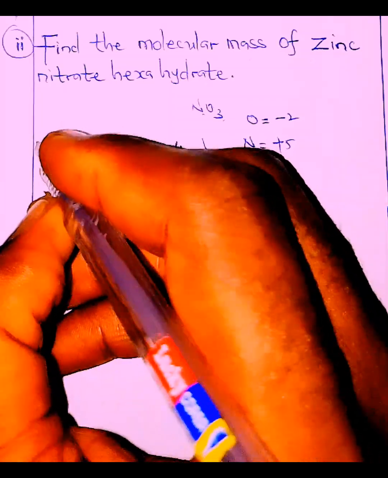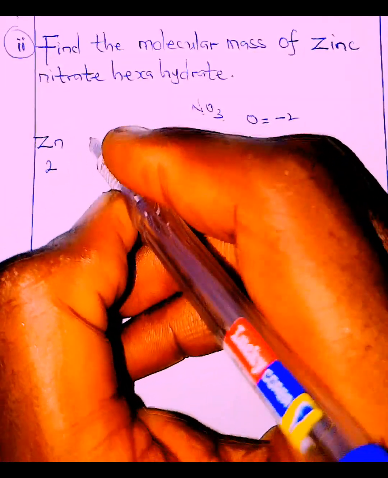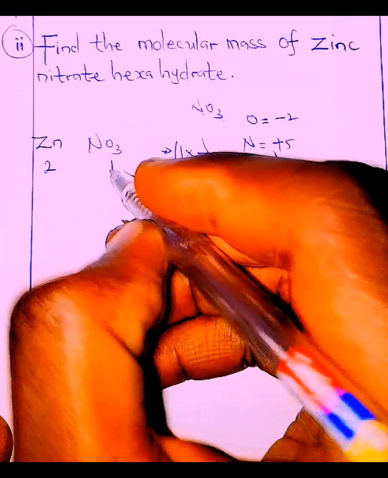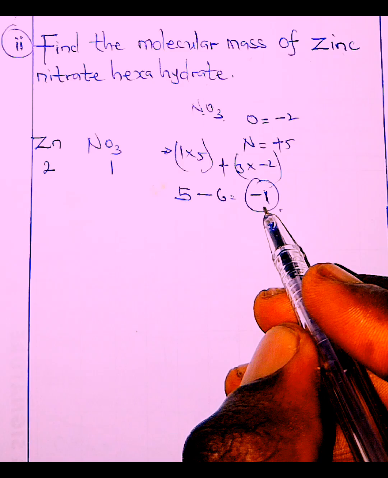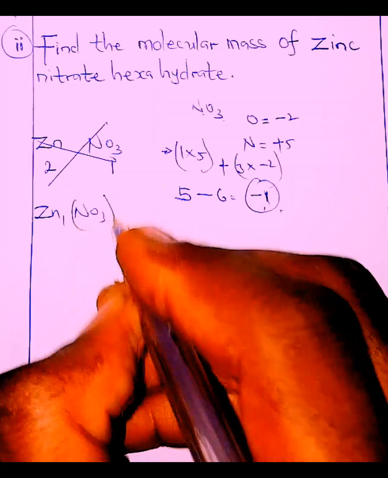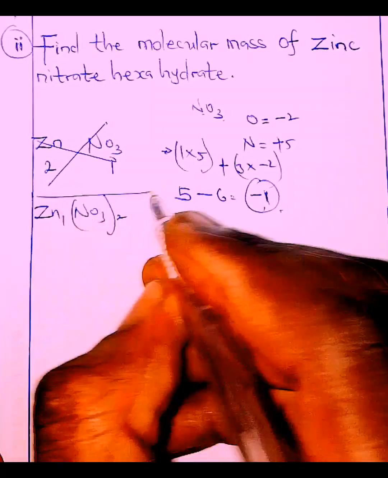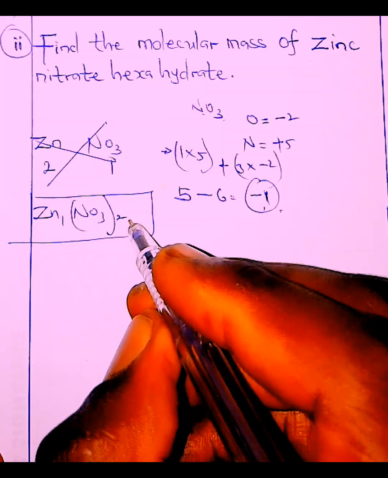When we talk about zinc, zinc has a valency of 2. NO3 has a valency of 1 from what we're saying. We got our valency from the charge NO3 carries. So let's cross multiply. Zinc is 1, NO3 is 2. So here is our chemical formula: Zn(NO3)2.